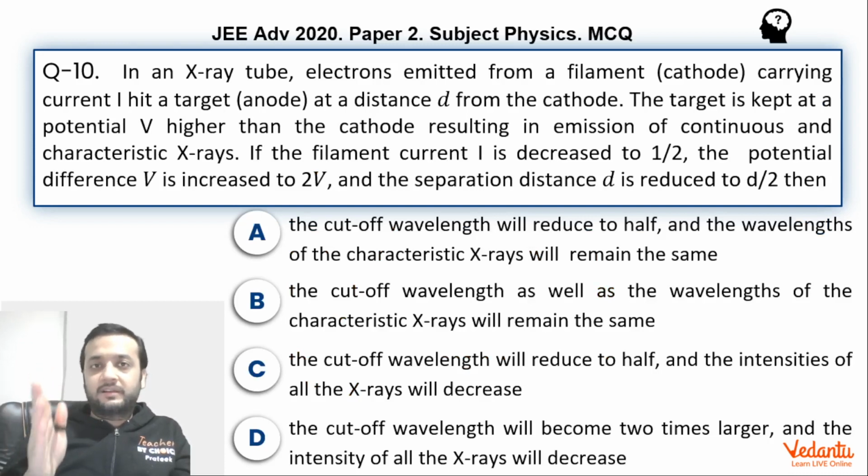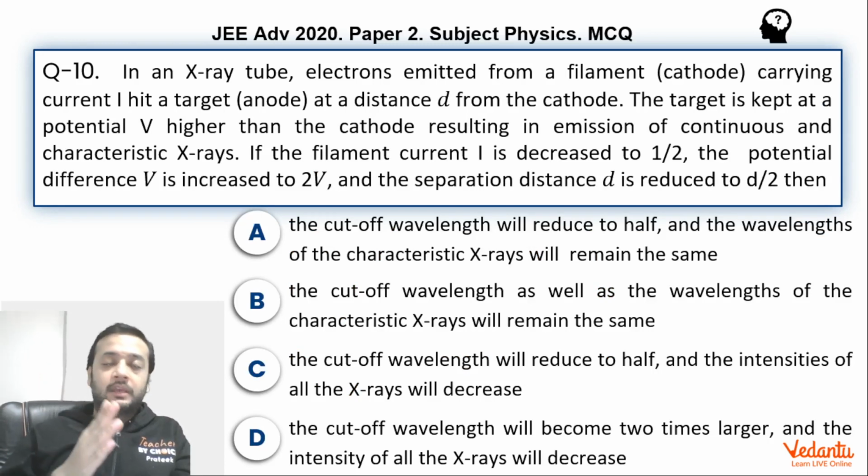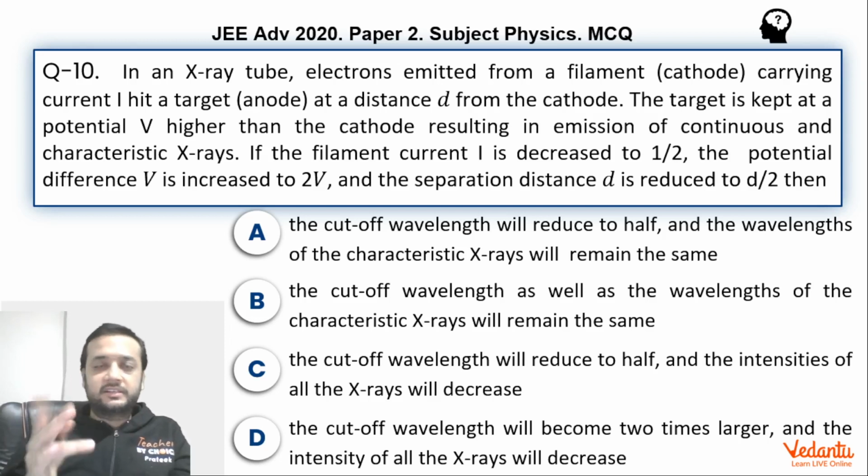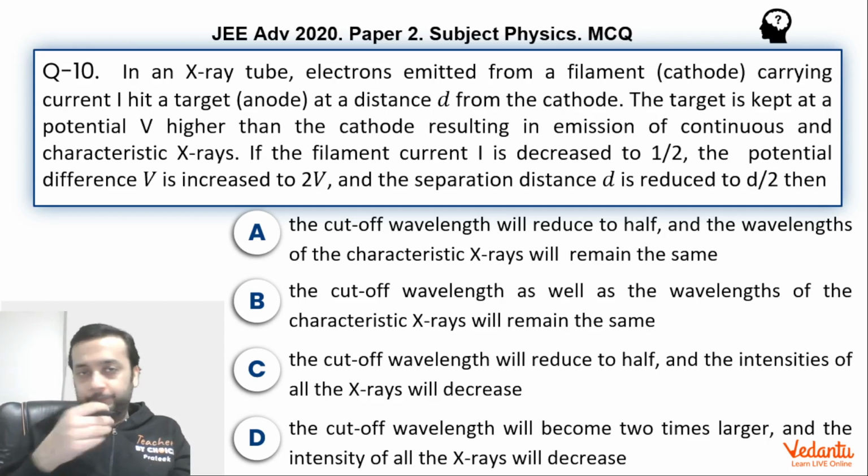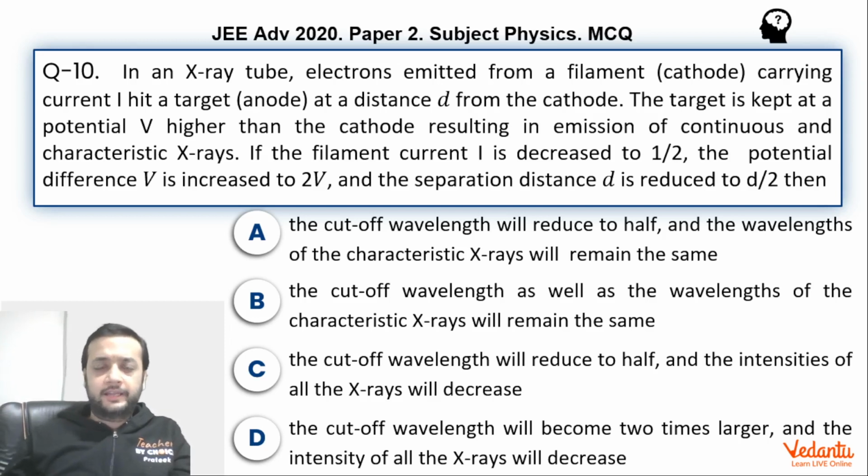Because characteristic wavelength does not depend upon the energy of the incoming electron. It is the energy difference between the two shells. So basically it depends upon the target element. So it is not going to change, and lambda cutoff is going to become half, right? So our answer will be: cutoff wavelength will reduce to half. Wavelength of characteristic X-rays will remain the same. So this is the correct option. Cutoff wavelength as well as wavelength of the characteristic X-rays remain the same.